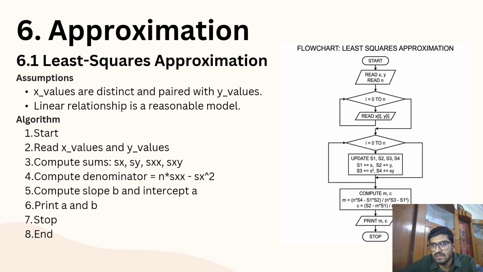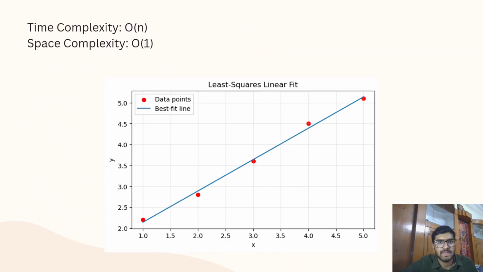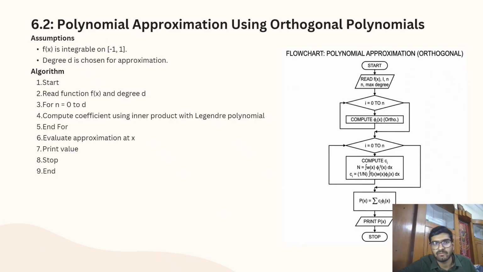Now here all the conditions and the computation equations are properly mentioned in the flowchart, which you can see. The time complexity for the following is big O of n, and the space complexity is big O of 1. Now here the graph shows the best fit line for the data for least square linear fit.